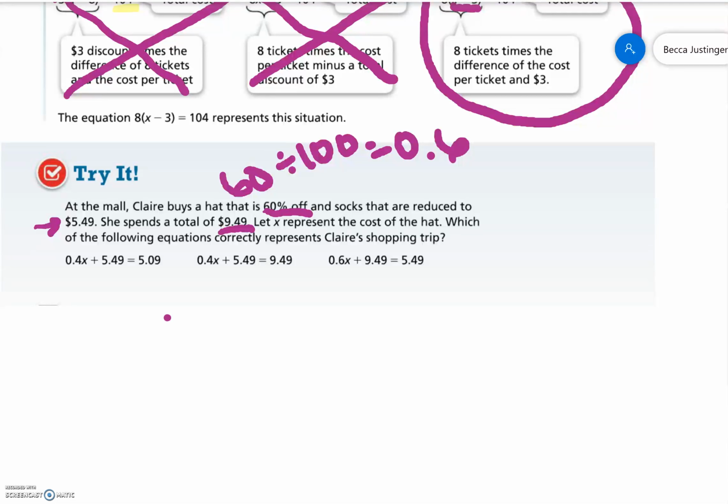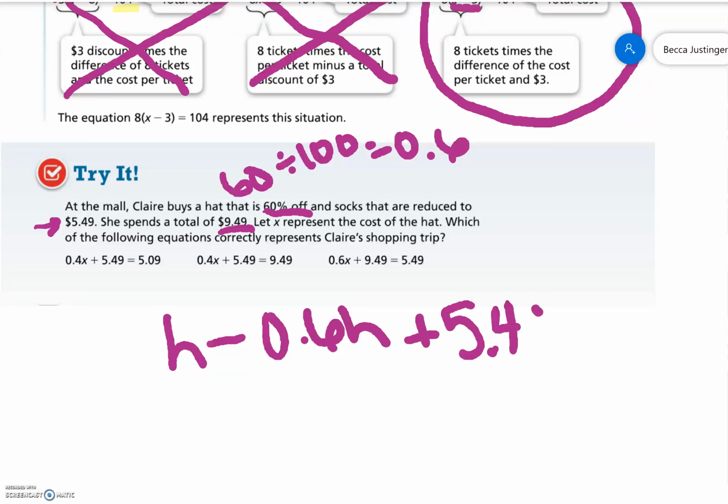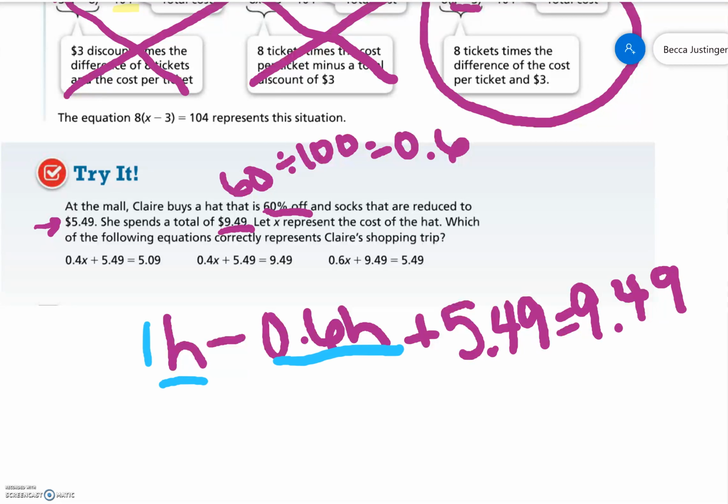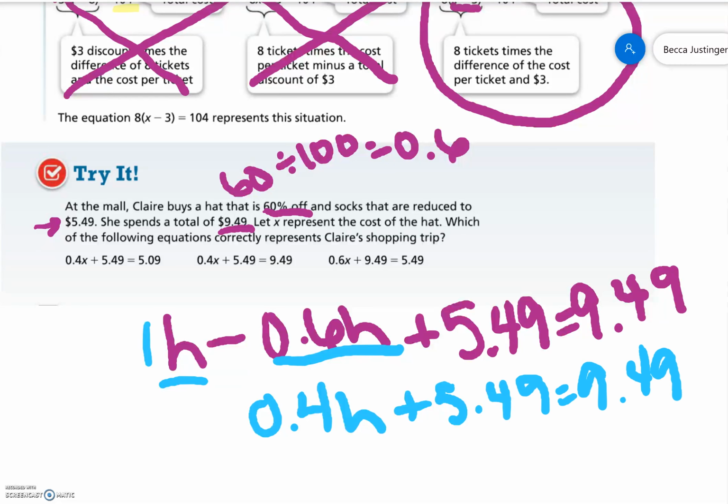So we don't know how much the hat is, but we know it's H. And she buys it that it's 60% off. So it's H minus 0.6H plus the socks that she bought that were $5.49, equaling a total of $9.49. This doesn't match any of our equations, but we can combine like terms. We have a 1H minus a 0.6H. That's 0.4H plus 5.49 equals 9.49. And there we have it.